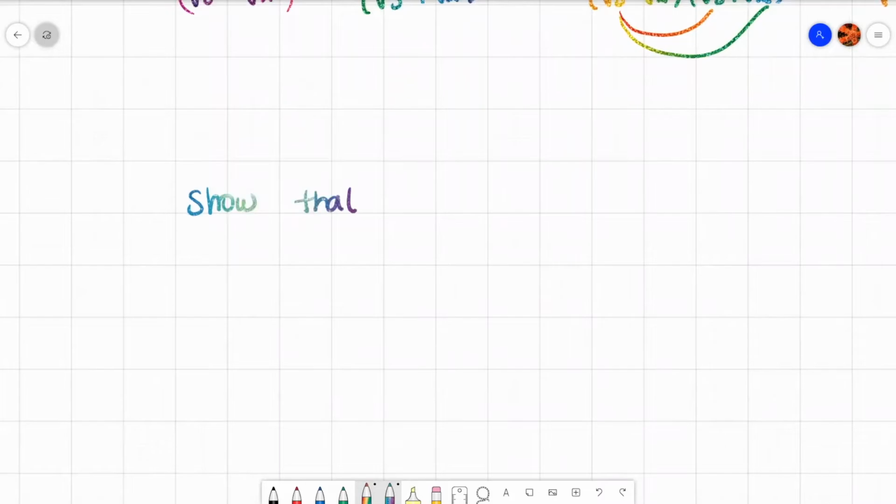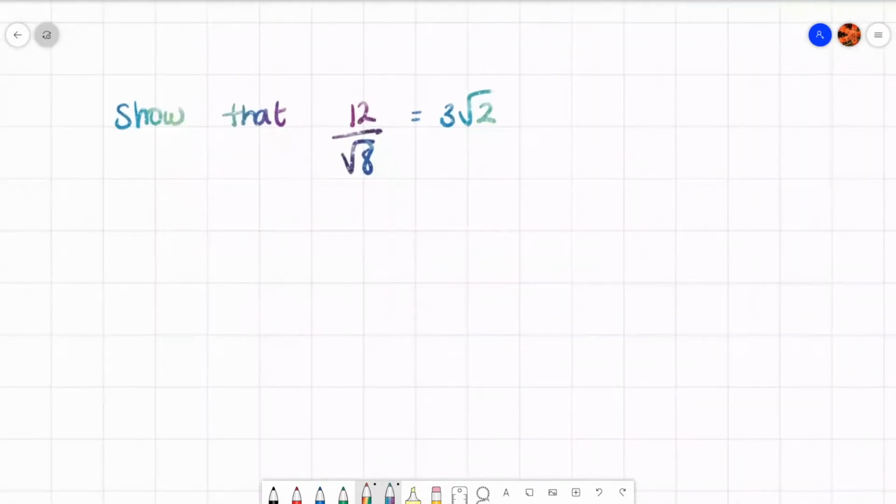Show that 12 over square root of 8 is equal to 3 root 2. Now, the examiner may not ask you to rationalize the denominator. Sometimes this will be hidden in an exam question. Now you can see it says show that 12 over the square root 8 equals 3 root 2. Well, if that equals 3 root 2, you can see that the answer that they want doesn't have a denominator with a surd. So they're hinting to you that they want you to rationalize the denominator. So let's rationalize the denominator and see, do we end up with that?